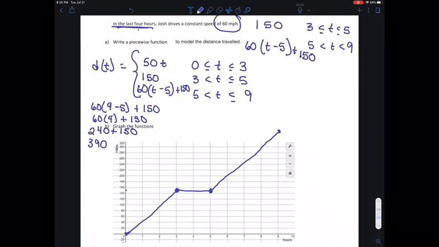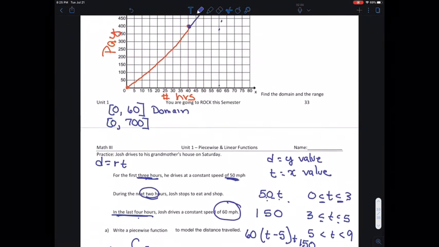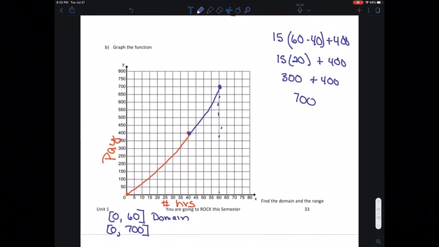Now I understand that this is a lot, and you have a couple of problems for homework, and we will do some more examples together in class. So just watch this again if you're confused. Try some problems for homework, and then we'll do some more in class tomorrow.